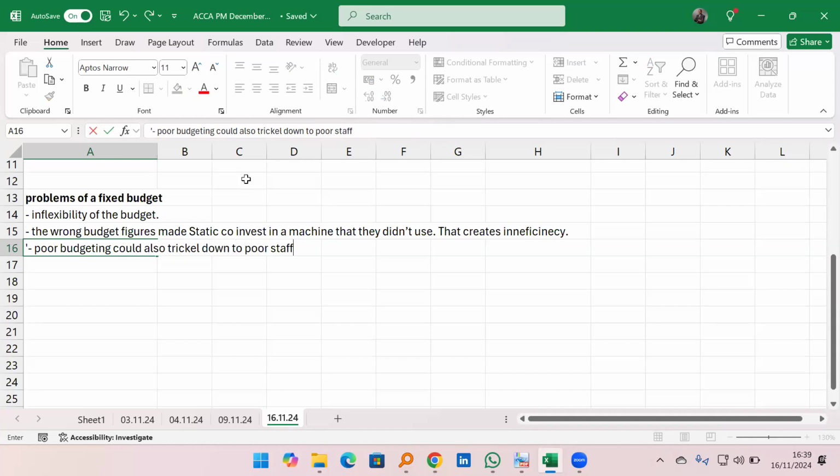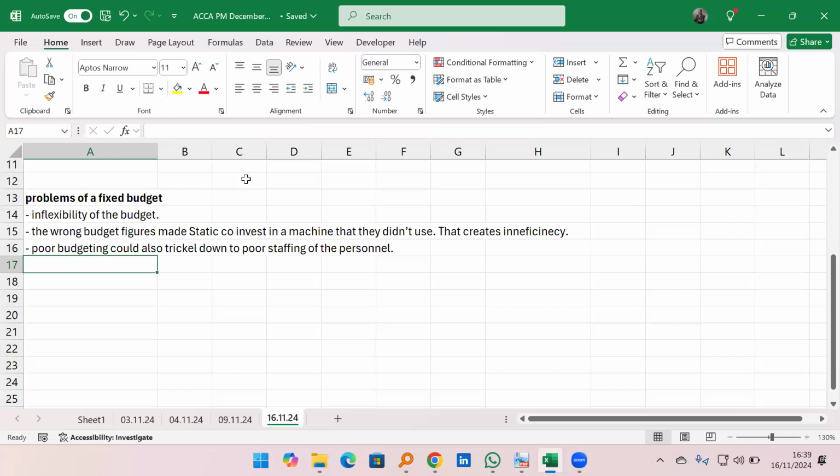Poor staffing of the personnel. So if you think you're going to produce so much, then you might also need to bring in so many people to help you with that production. That ends up costing you, because ideally you really didn't need that many people. So that is a challenge.